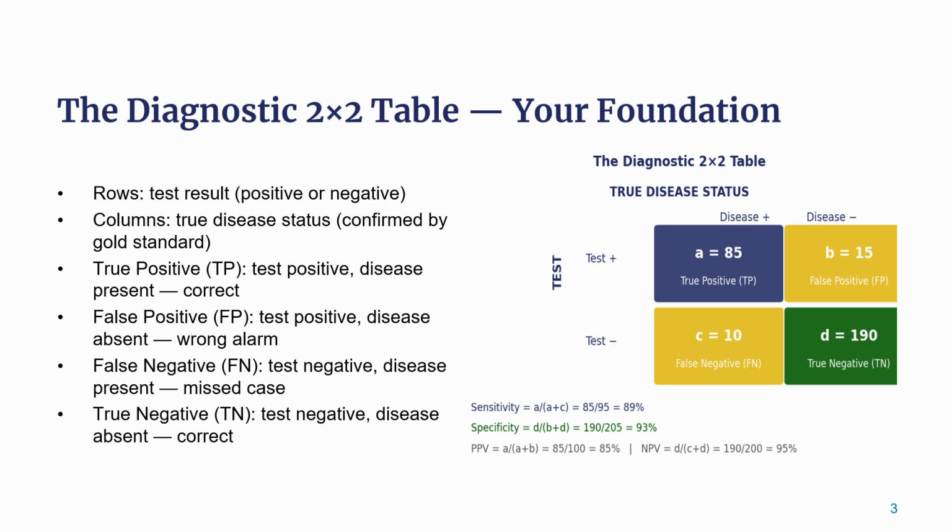In the example on the right, 95 dogs truly have the disease. The test correctly identifies 85 of them. Those are true positives. It misses 10, the false negatives. Of 205 dogs without disease, the test correctly clears 190, the true negatives, and incorrectly flags 15 false positives. Now we can calculate every metric we need from these 4 numbers.